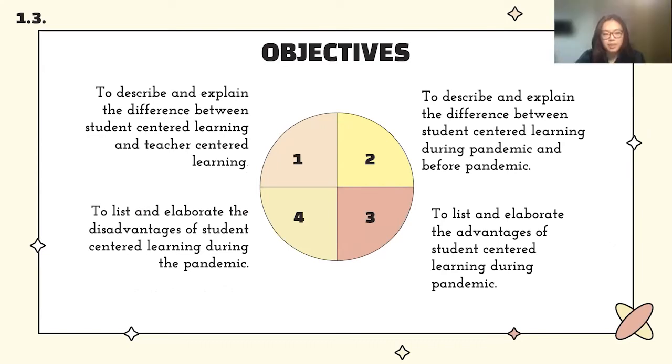Before I list the objectives, let me introduce myself. My name is Anastasia Andrea Tamberius, and my last 3 digits are 154. The first objective is to describe and explain the difference between student-centered learning and teacher-centered learning. The second objective is to describe and explain the difference between student-centered learning during the pandemic and before the pandemic. And the third is to list and elaborate the advantages of student-centered learning during the pandemic. And the last one is to list and elaborate the disadvantages of student-centered learning during the pandemic.